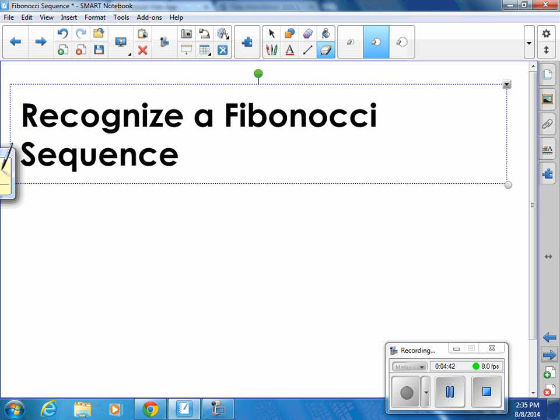Anyways, that's how you would recognize a Fibonacci sequence. Start out with trying linear. Try exponential. Try to see if the two numbers previous add up to the third number. That's how you would recognize a Fibonacci sequence.